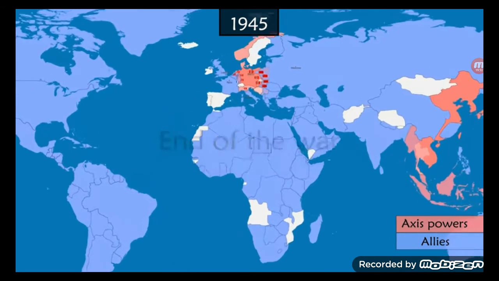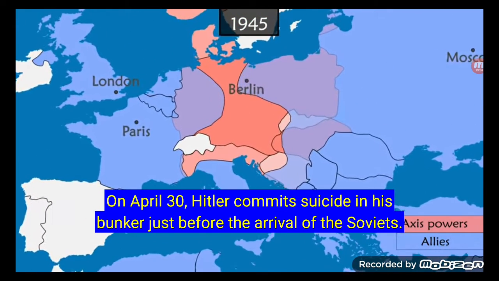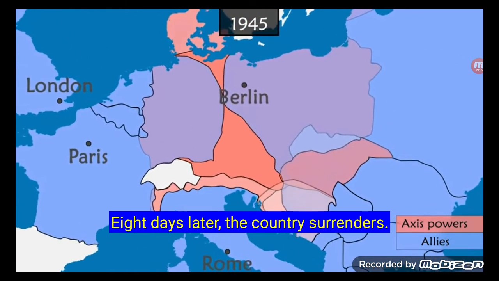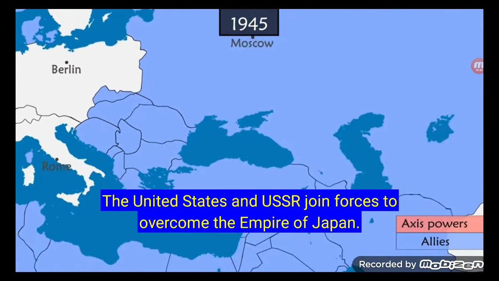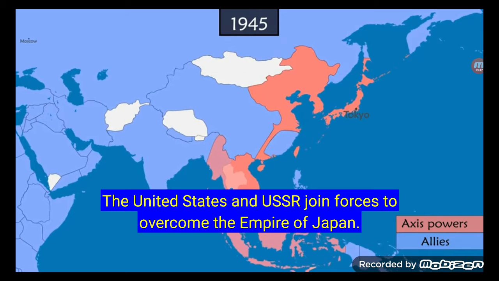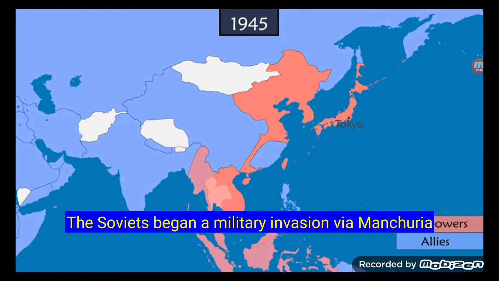End of the war, yes. On April 30, Hitler commits suicide in his bunker just before the arrival of the Soviets. Berlin is invaded, and 8 days later, the country surrenders. The United States and USSR join forces to overcome the empire of Japan. One empire left to go.